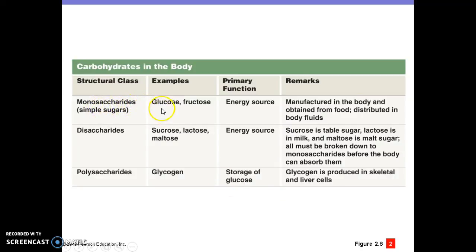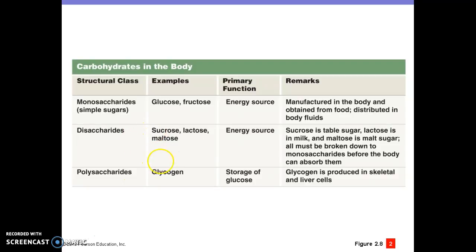Examples of monosaccharides are glucose and fructose. Examples of disaccharides are sucrose and lactose. And examples of polysaccharides are glycogen, and we'll see cellulose in a minute. Glucose is our cellular fuel. It is in the blood, and it is how our cells obtain energy.